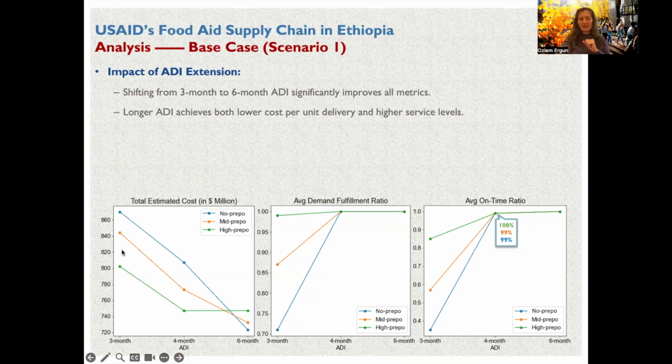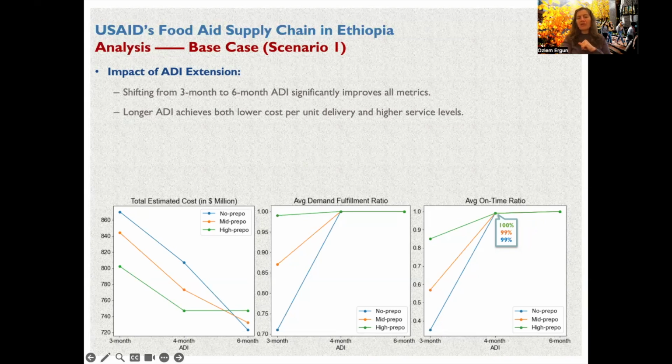If you look at the graphs at the bottom, the leftmost graph looks at the total estimated cost. Middle is average demand fulfillment ratio, and the right-hand side looks at on-time demand fulfillment ratio. The x-axis is advanced demand information strategies, so we have a 3-month, 4-month, and 6-month scenario. The colored lines give us which prepositioning strategy we were applying on top of this ADI. So the blue line is no prepositioning, orange is medium level prepositioning, and green is high levels of prepositioning.